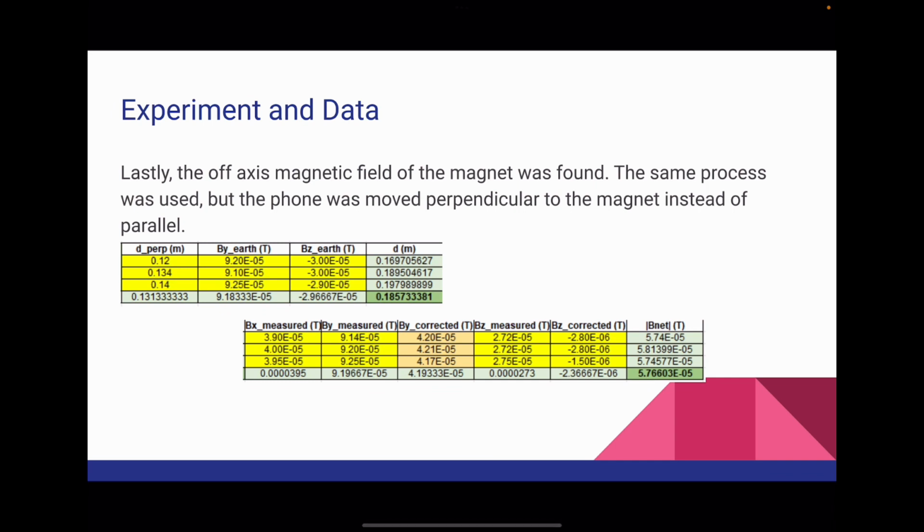Lastly, the off-axis B field of the magnet was found by placing the magnet at a certain distance perpendicular to the magnetometer. The field of just the Earth was recorded before adding the magnet, which was used to correct the measured values. Finally, the magnitude of the net B field was calculated by Pythagorizing the x, y, and z components of the B field of the magnet that was found.